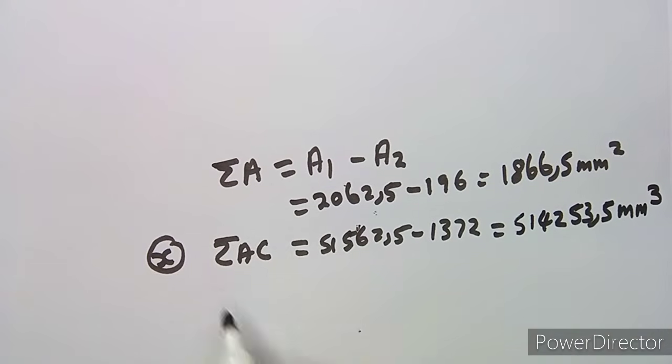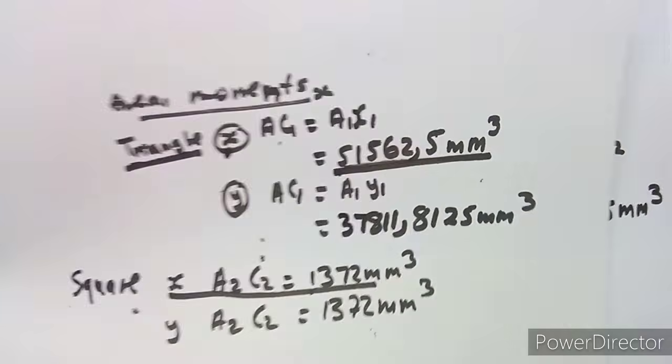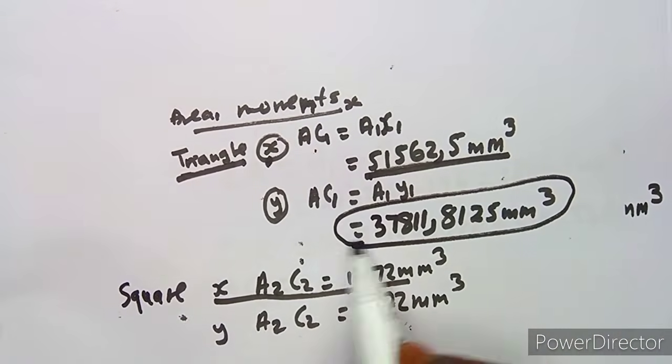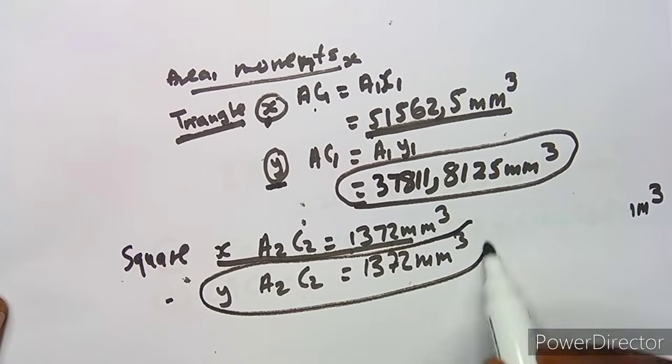All right, you do the same for y. You calculate the total area moments, which is still the same for the triangle, but working with y values, minus the square, because the square is a hole, so you subtract it.